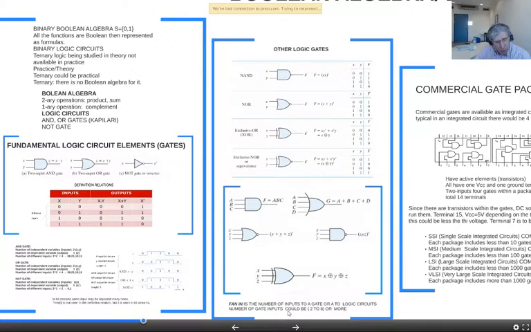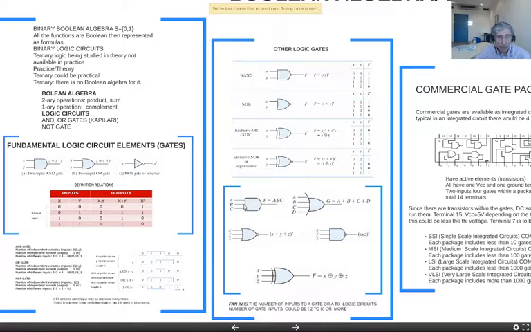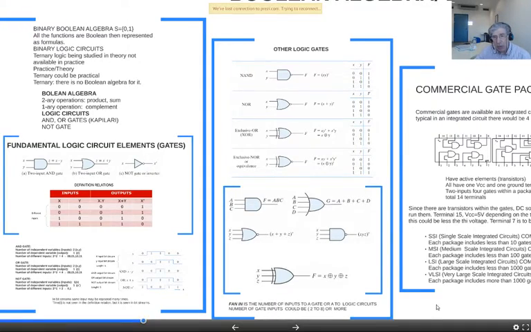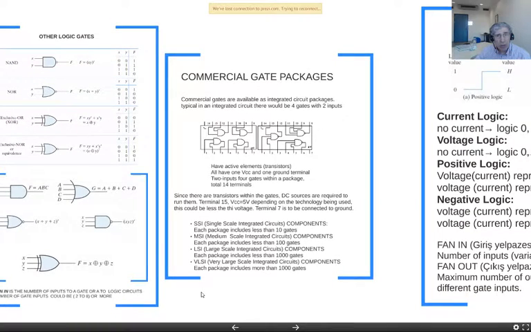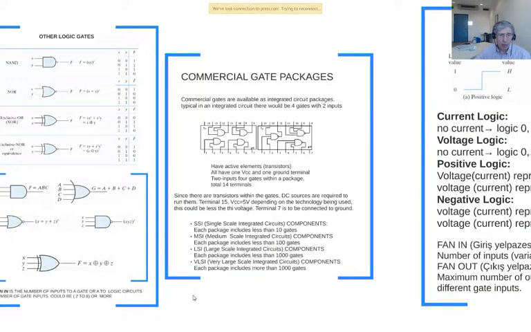Fan-in is a new terminology for you, maybe. The number of inputs to a gate is called fan-in. So for example, fan-in is 3 here, 4 here, 3 here, 3 here, 3 here, 2 here, 2 here, 2 here, 1 here. The next frame is related to the commercial gate packages.